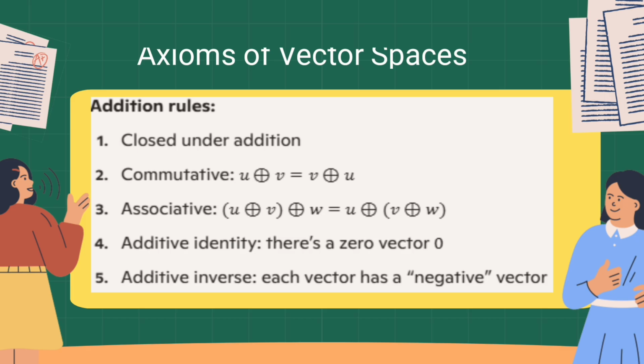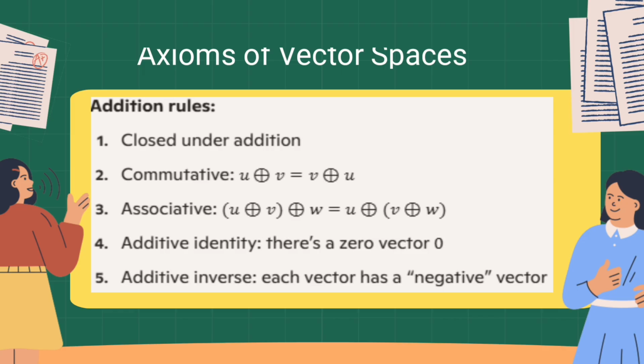Axioms of vector spaces. Let's go through the axioms one by one. These are the rules that define what it means to be a vector space. Think of them as the laws of the land for vectors. Even if one fails, the whole structure collapses. Let's start with number one, closed under addition.